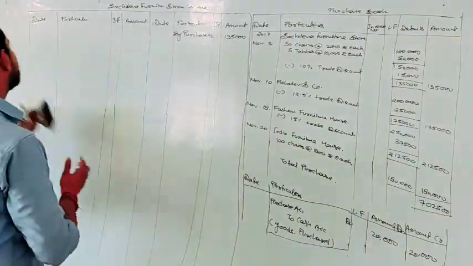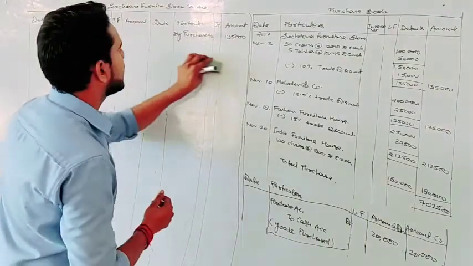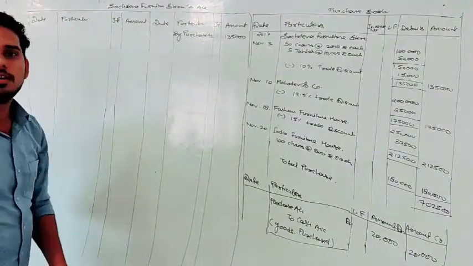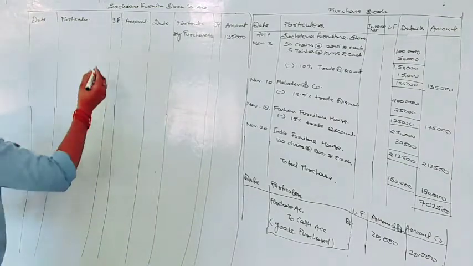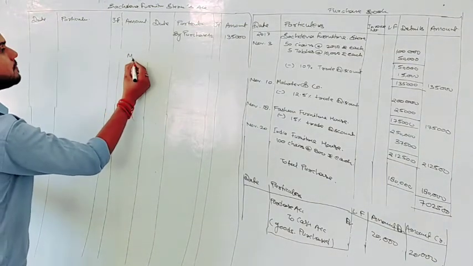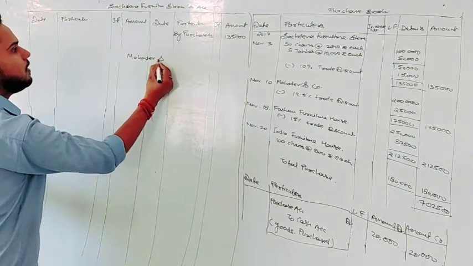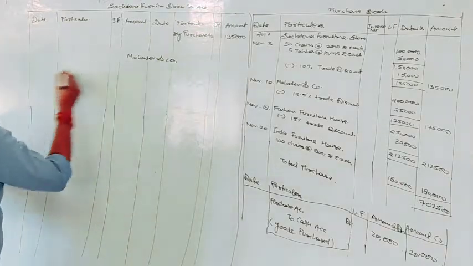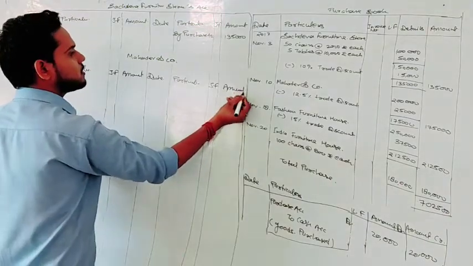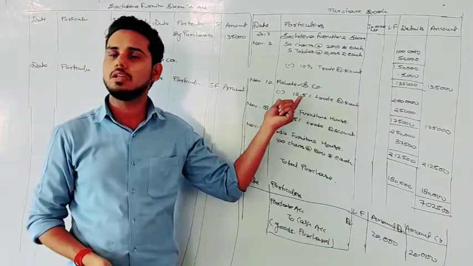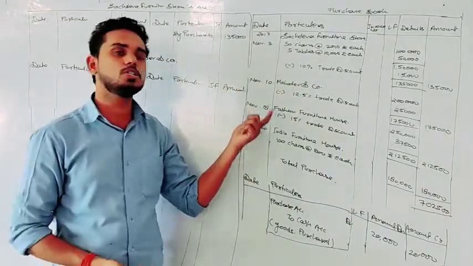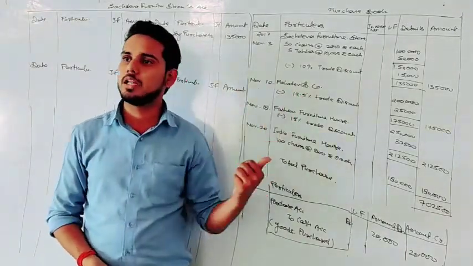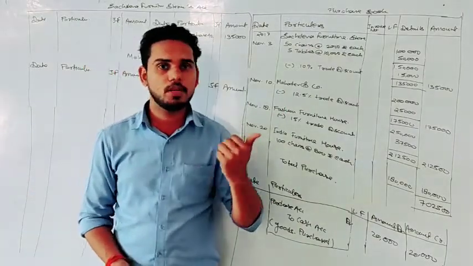So I'll simply erase a little bit and I'll get another account. The next account that I am going to prepare is Mahadev and Company. Format is same. The posting is again same. From Mahadev and Company we purchase, so it will be purchase debit to Mahadev and Company. So Mahadev and Company will be credited.